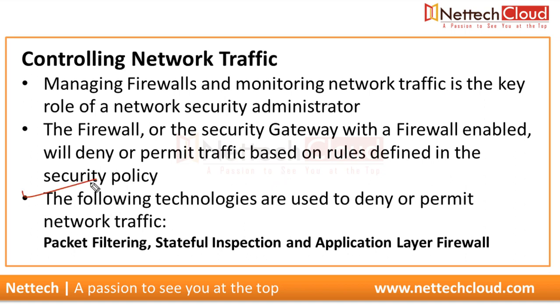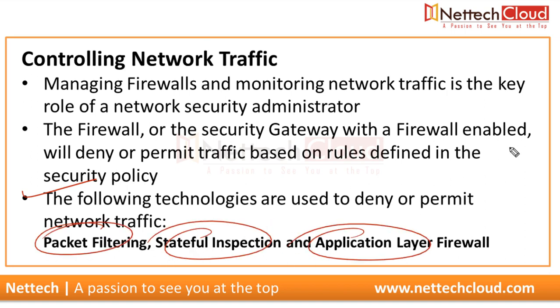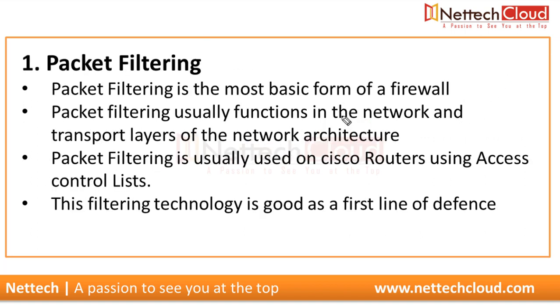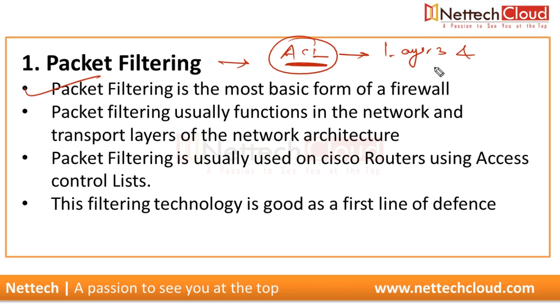The following technologies are used to deny or permit network traffic. So let's understand packet filtering, stateful inspection, and application layer firewall. First, packet filtering. Packet filtering is the most basic form of firewall, and the best example is the router ACL, access control list, which operates up to layer 3 and layer 4 of the OSI model.